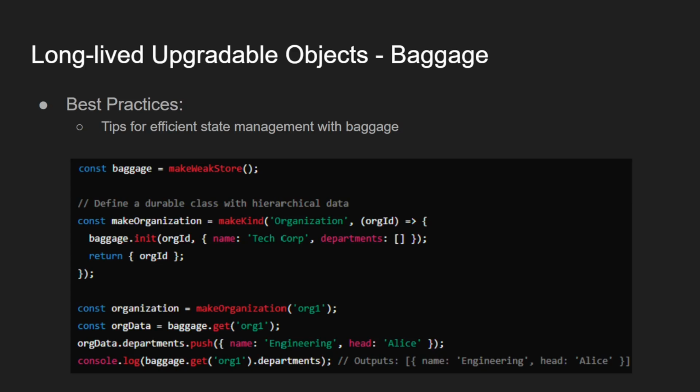And finally, plan for upgrades. Design your state management with future upgrades in mind. This includes being mindful of how changes in your code might affect the stored state. In summary, baggage is a powerful tool for managing state in Exos. By understanding how to store and manage state efficiently, you can ensure your DApp remains robust and maintainable, even as it evolves.